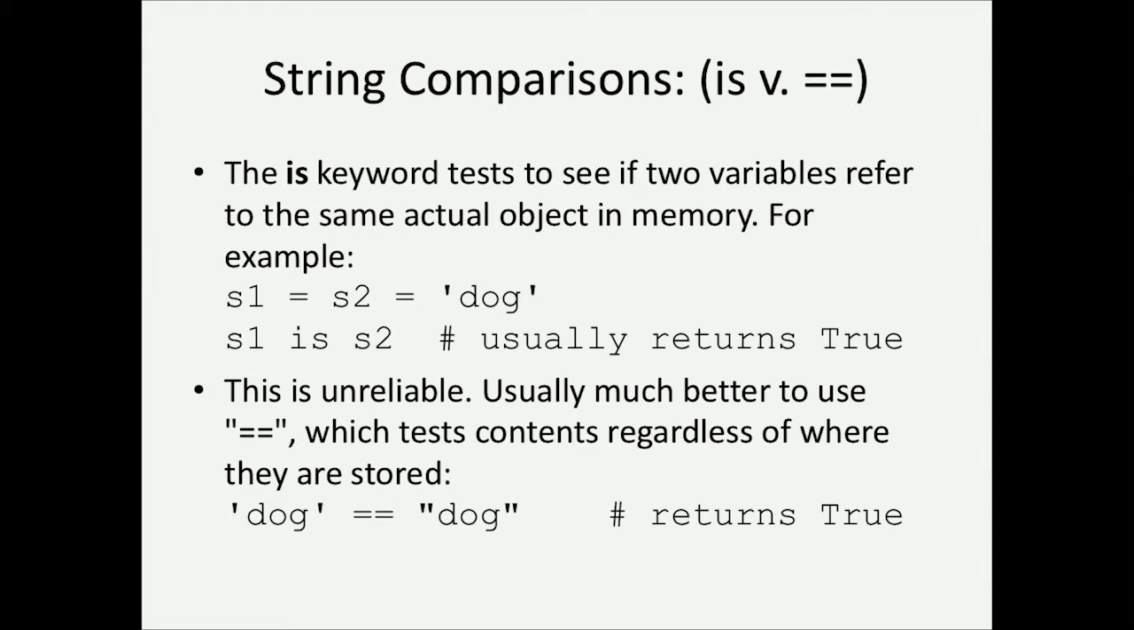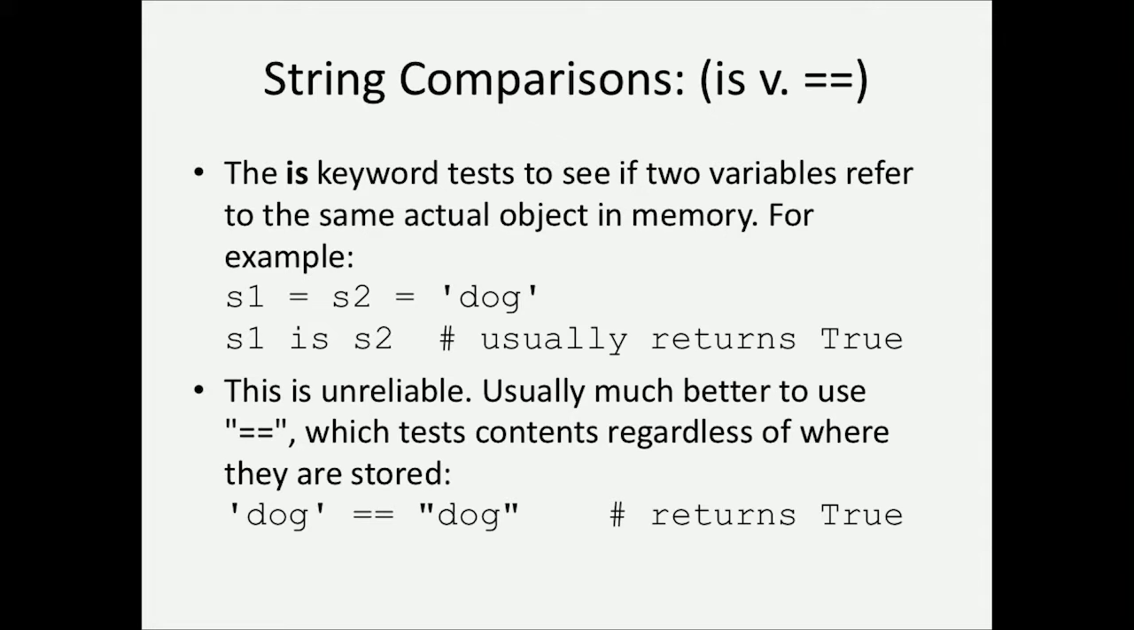Does it have the same content? Of course, a thing has the same content as itself. But if I test by saying s1 is s2, it's going to come back true only if it's the same object. Now, I'm recommending you don't use that very often, because usually you don't really care whether it's the same exact object. Usually what you care about is whether the content matches, regardless of where it came from or where it's stored.